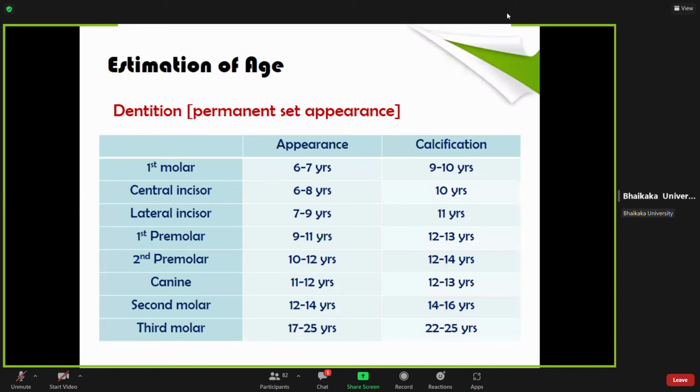Then this table is for the permanent teeth. The first molar appears in 6 to 7 years, then the central incisor at 6 to 8 years. Last will be the third molar in 17 to 20 years.